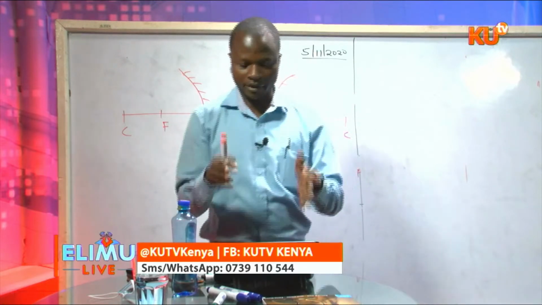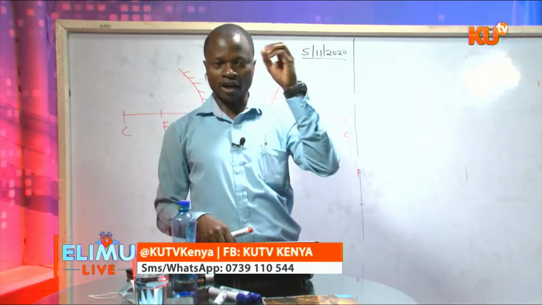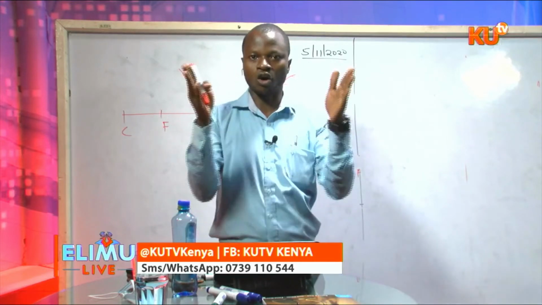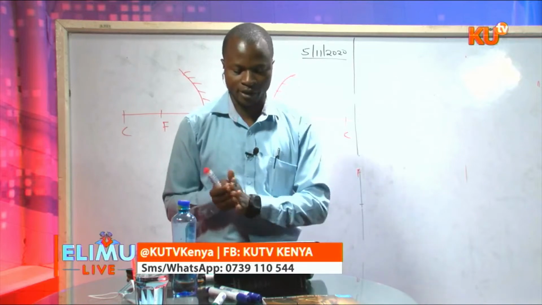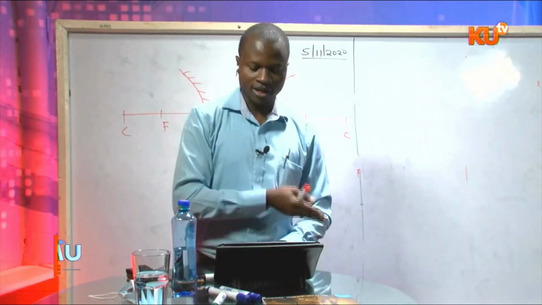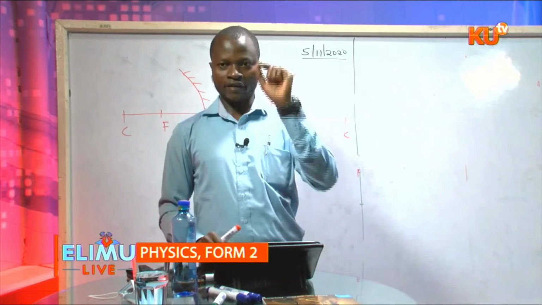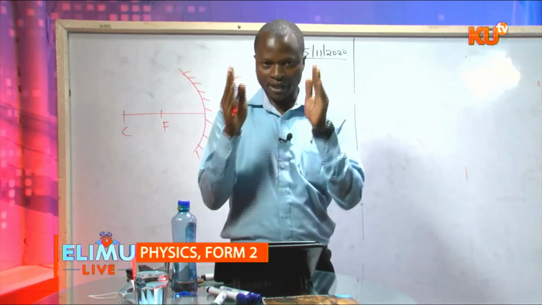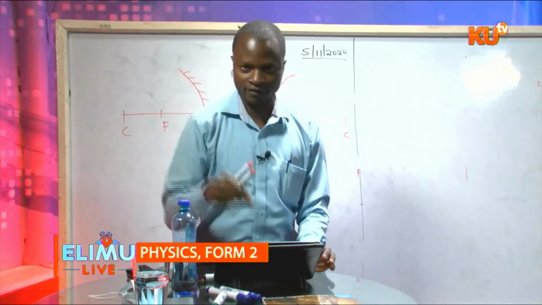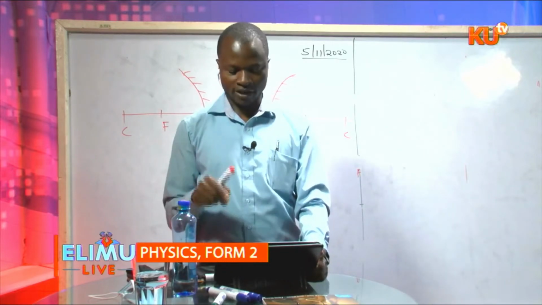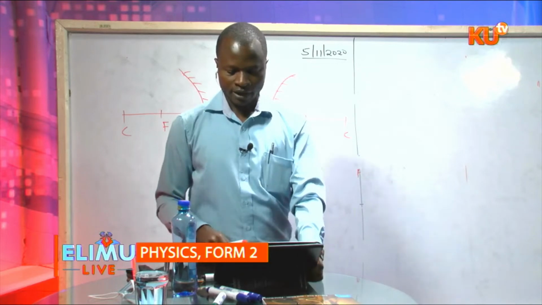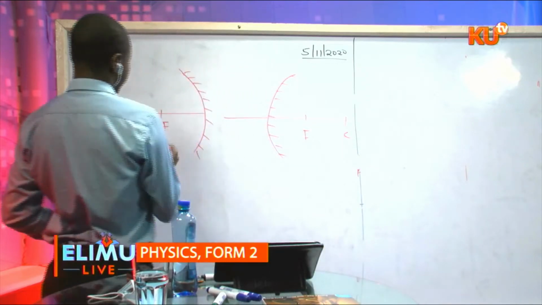So as they strike the mirror, what happens? For the concave mirror, we have already said they'll all converge at F. They'll all converge at F. That's a very important point. They'll converge through F. Then for a convex mirror, they will appear to diverge from F. They will appear to diverge from F for a convex mirror.